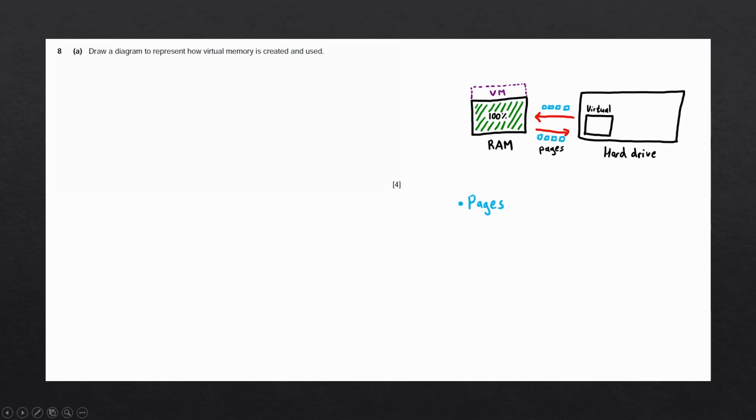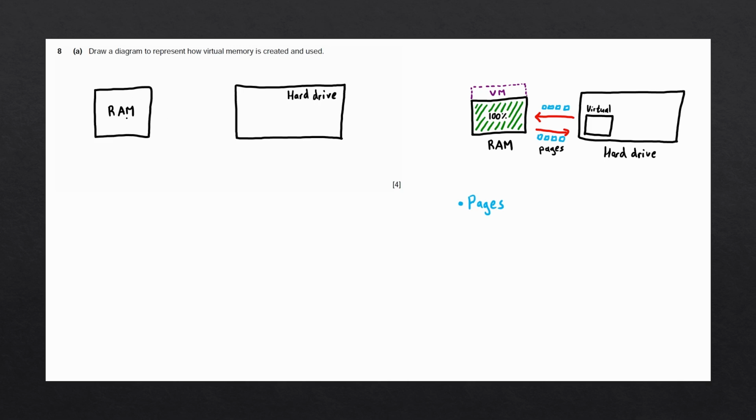There is also the chance of the system running out of both physical memory and swap space, and it may start to overwrite data in the swap file, causing data loss. Now you know what virtual memory is, let's go ahead and draw the diagram to complete the question.